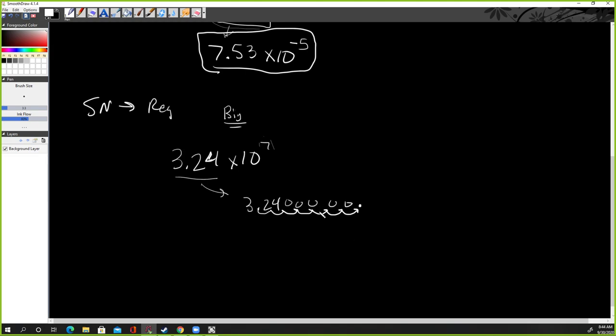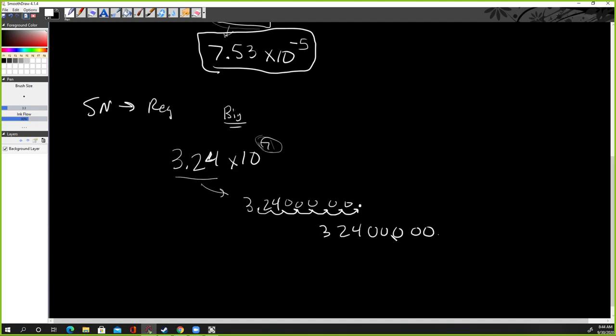Except, obviously you should always rewrite it. So let's rewrite it. 3, 2, 4, 1, 2, 3, 4, 5 zeros, right? So remember, this number is not how many zeros there are. There's not 7 zeros. We're moving the decimal place 7 times. This one happens to have 5 zeros. So the decimal place technically is there, but you don't have to write it on a big number.